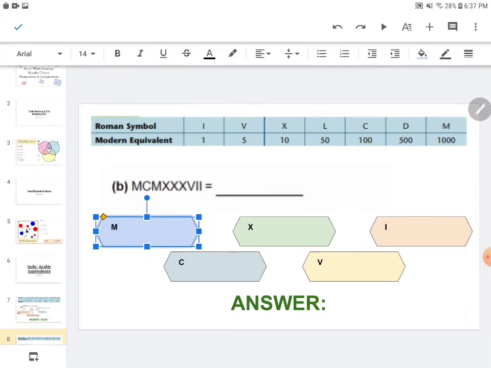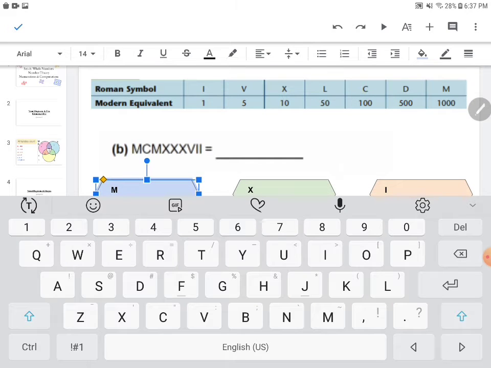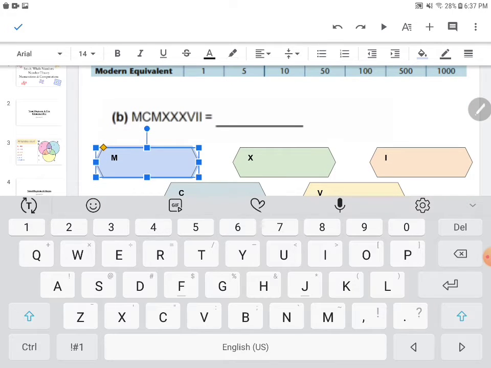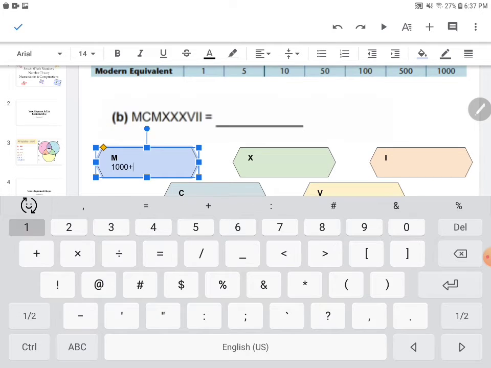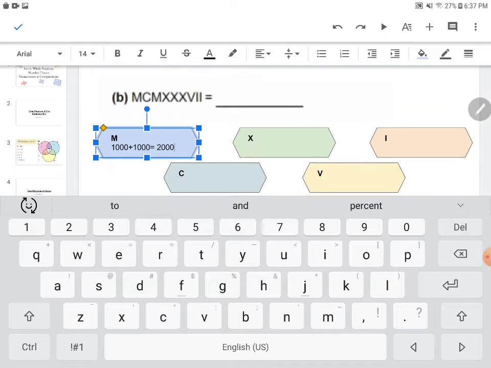We're going to start out with the letter M. If we look at our problem, we'll notice that we have 2 M's. To find out what 2 M's are equivalent to, we look at our key. We have M at the far right, and we have the number 1,000 as its equivalent. Since we have 2 M's and each M represents 1,000, we add 1,000 to itself twice, and our solution will be 2,000.